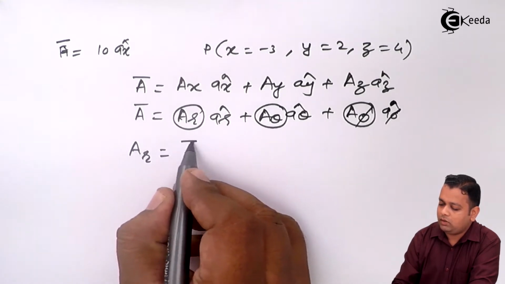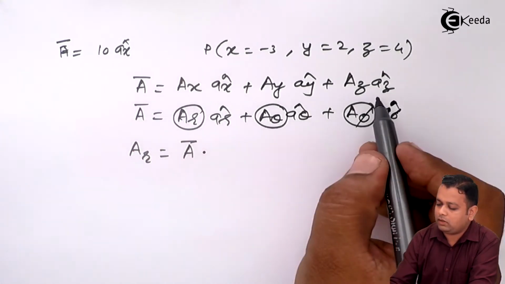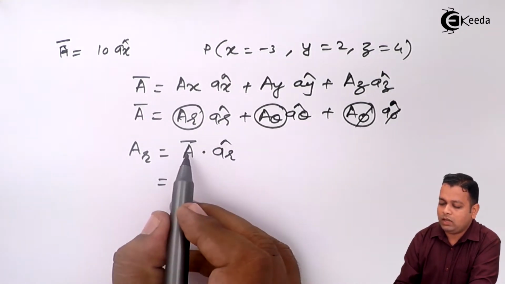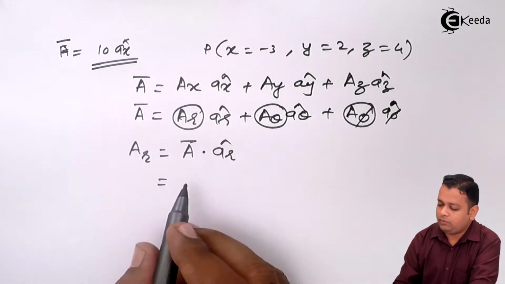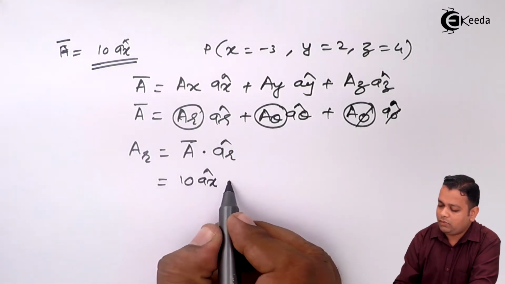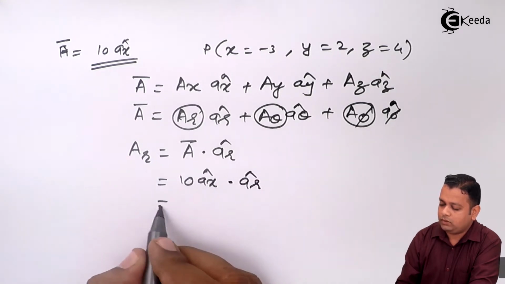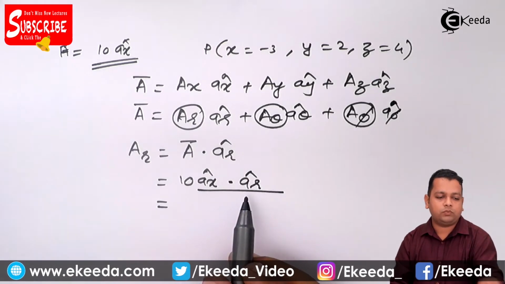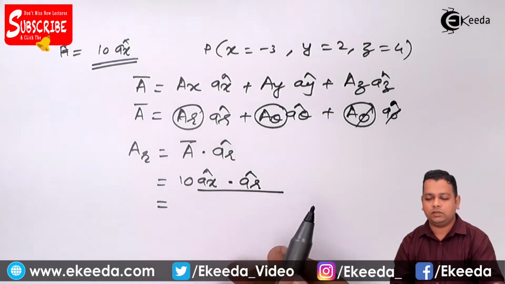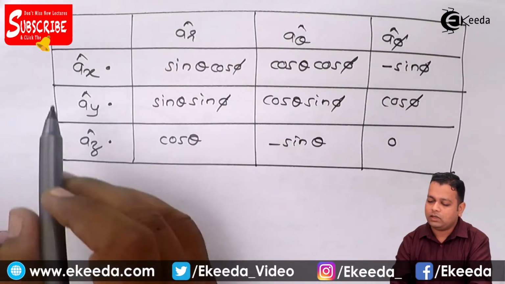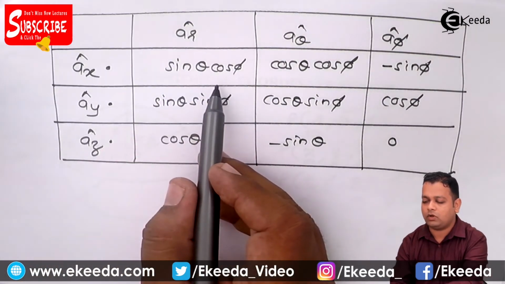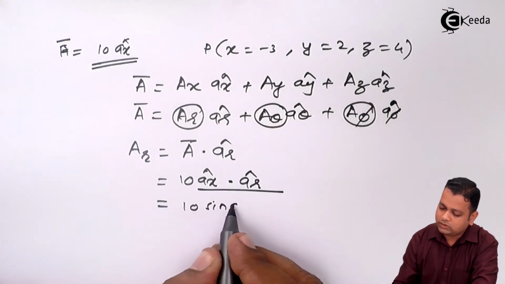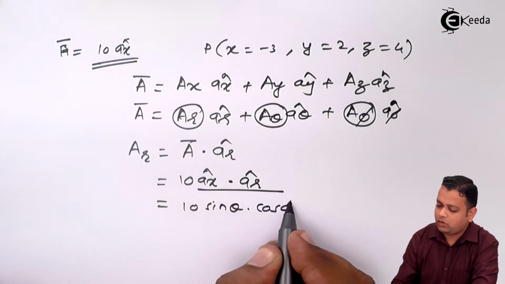Ar is nothing but the vector representation of a bar in rectangular coordinate system, dot product with ar cap. So here a bar, so that is tan ax cap, that we put tan ax cap dot of ar cap. So here we get the dot product combination ax cap dot of ar cap. For that purpose, in the theory lecture we have seen the dot product combinations. Ax cap dot of ar cap is sin theta cos phi. So we put here tan sin theta cos phi.